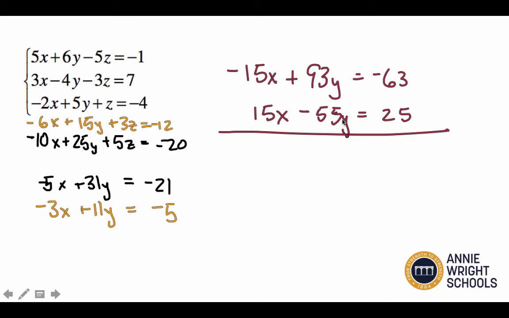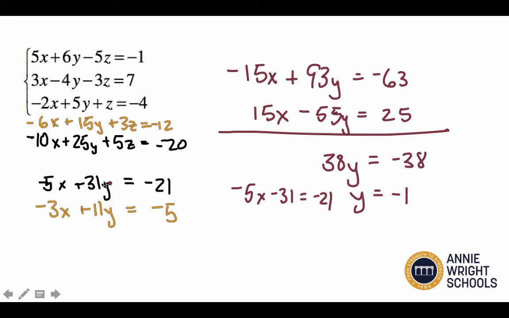Add those up. Those cancel. Here, 55 plus 40 would make 95. So that's 38y. And then it looks like this is also negative 38. So y is equal to negative 1. That's nice. Now I just plug this in here, and I get negative 5x minus 31 equals negative 21. 31 times negative 1, add the 31 to both sides, negative 5x equals 10. So I get x equals negative 2.